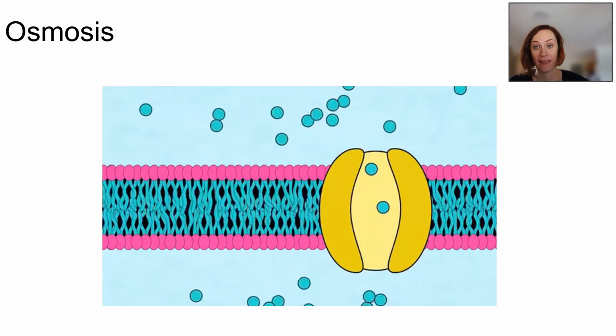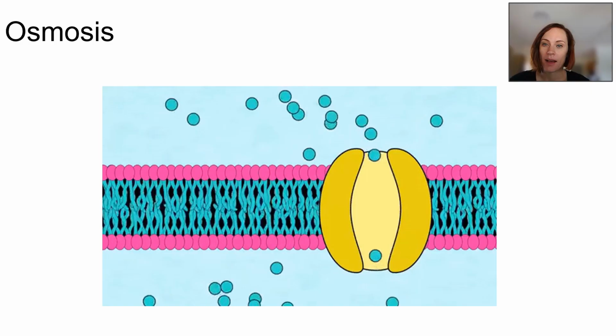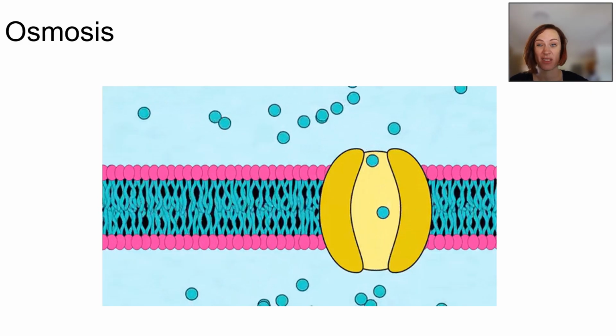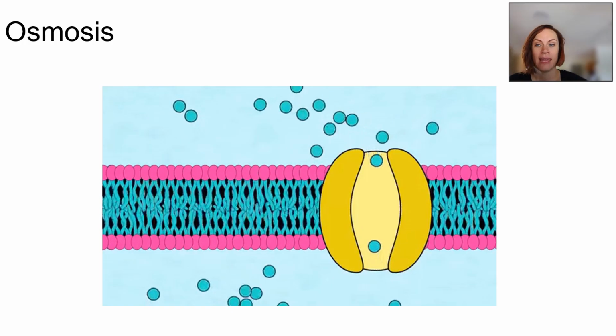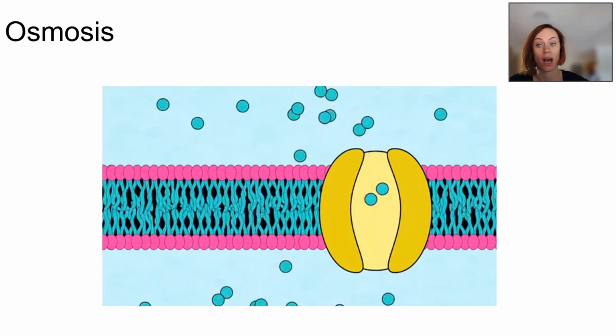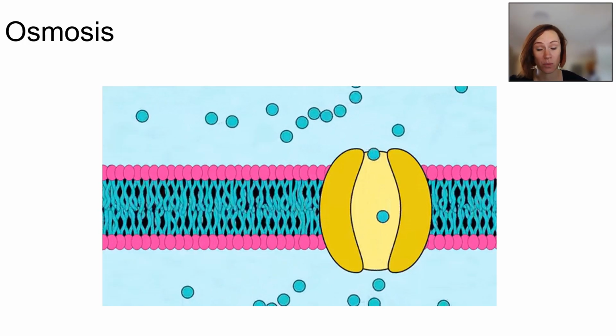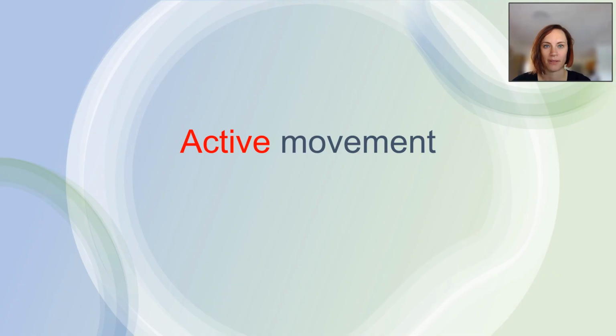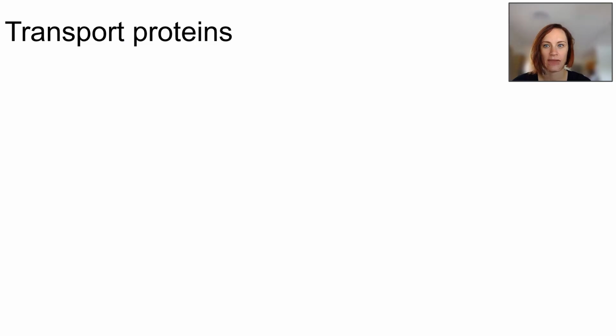Water can pass between the phospholipids in that cell membrane, but there are also aquaporins, and these are protein channels used for bulk movement as well. So they're kind of moving single file through here, and the internal parts of the protein channel are hydrophilic, so they like the charged water particles, whereas the phospholipids don't. All right, let's talk about active movement.